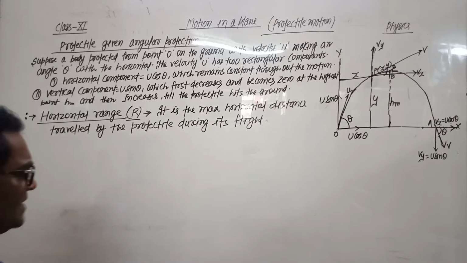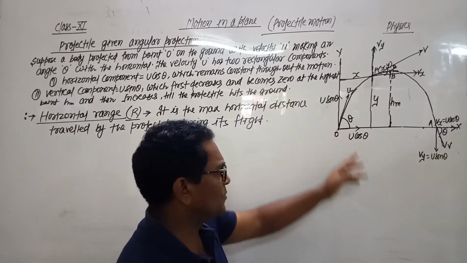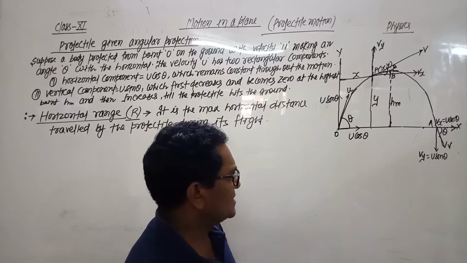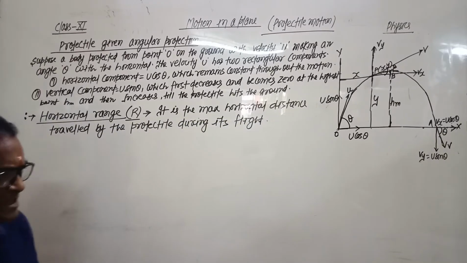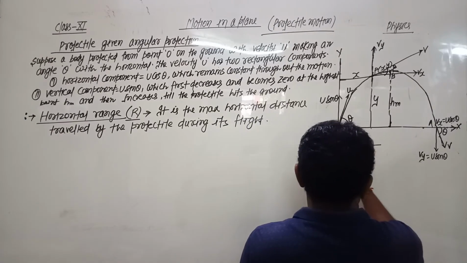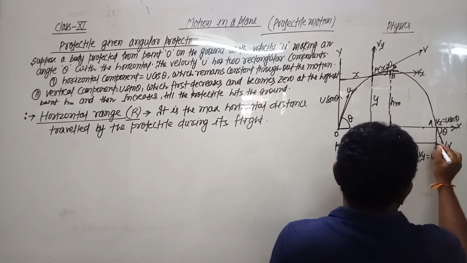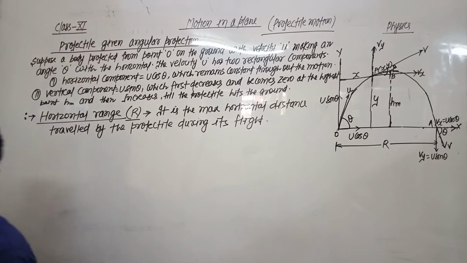Or also we can define it as the distance between the point of projection where the projectile is projected and the point where the projectile reaches the ground is called the range. So this distance is called range, represented by R. The distance between the point of projection and the point where it strikes the ground is called horizontal range.